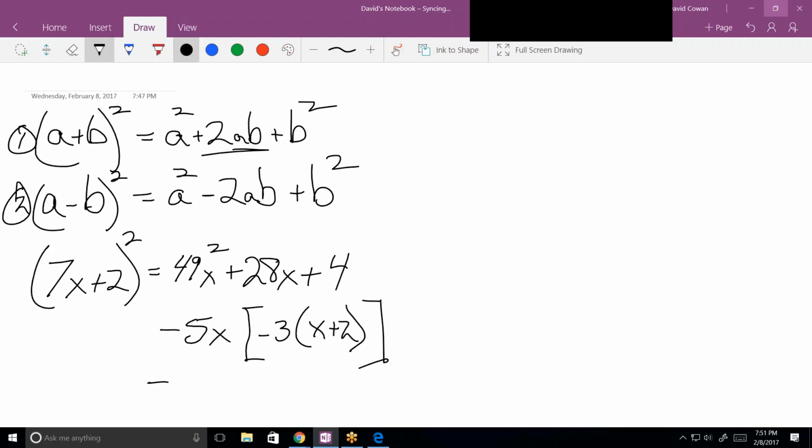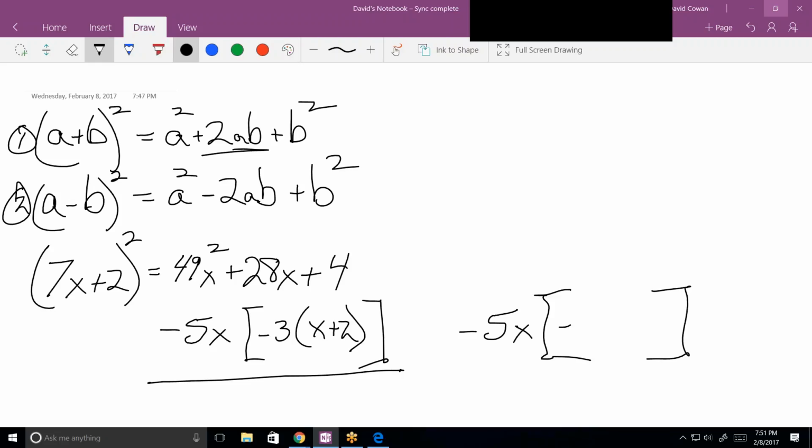So if I change that whole thing after doing the inside, what does it become? Minus 5x times what? -3x minus 6. Right. Again, distribute that negative sign to the 2 also. So now we got that. Now you got to distribute the minus 5x to both of those terms. So what do you get? The 15x squared. Plus 15x squared. I need the plus sign too, because this is part of a polynomial.